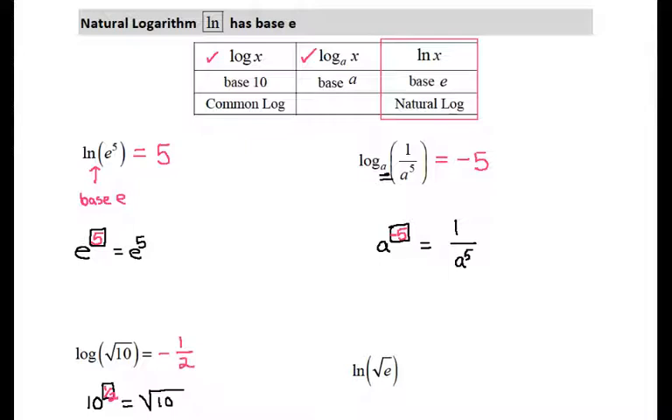Same idea here. This is a natural log, so I know it's base e. And I again ask myself, e to what power would give me the square root of e? Same question, right? Same answer. e to the power 1/2 gives me the square root of e, and so this answer is also equal to 1/2.